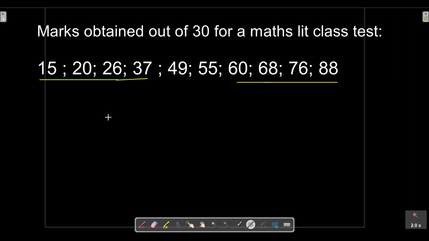So we can see here, from what I've highlighted, that our Q2 value is going to be a value in between 49 and 55.